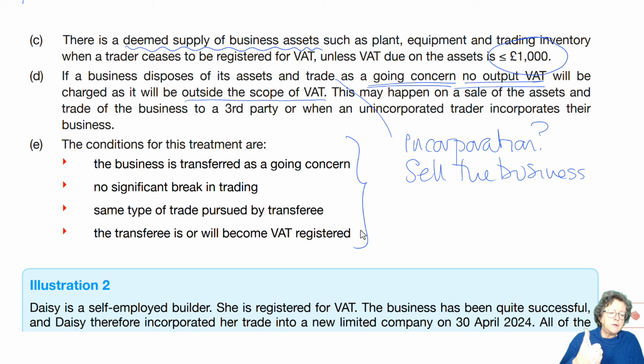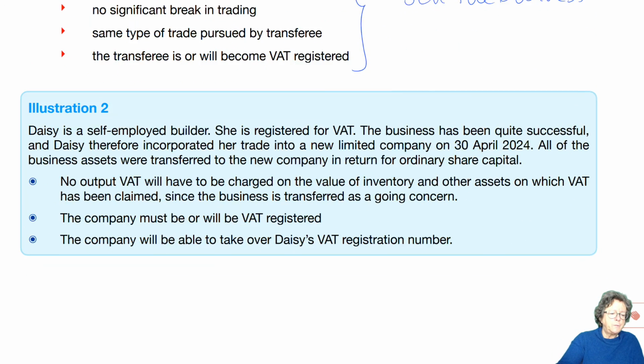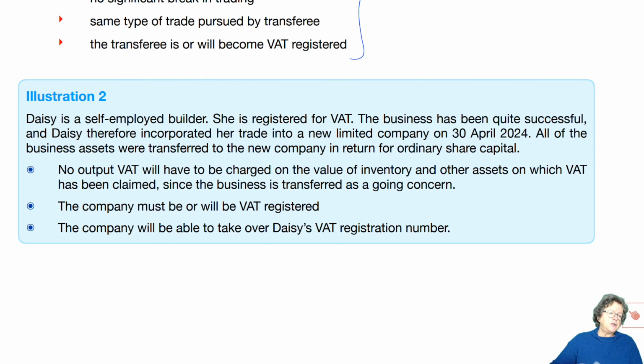It must be a going concern. There must be no significant break in the trading. It must be the same type of trade, and they must be registered for VAT too. And we have here an illustration which just shows how that works. So Daisy is a self-employed builder registered for VAT. The business has been quite successful and she's decided to incorporate her trade into a new limited company on the 30th of April. All of the business assets transferred to a new company in return for shares.